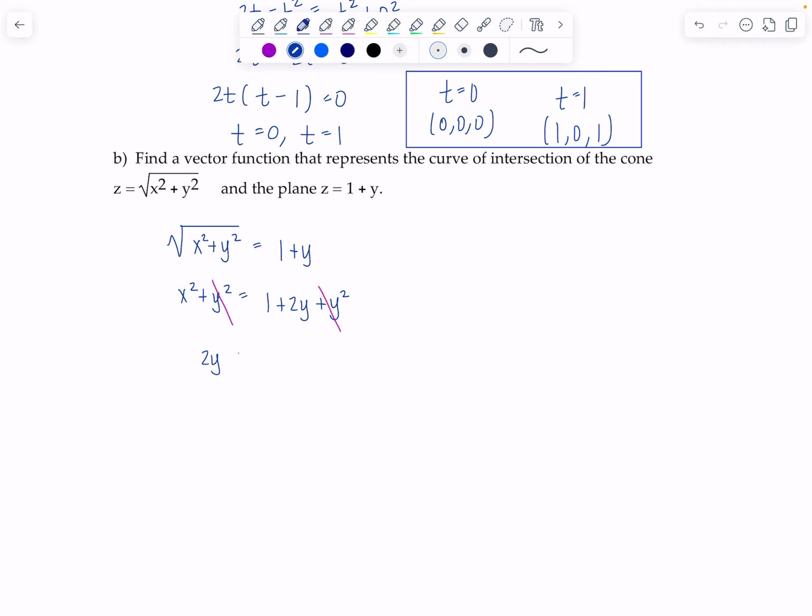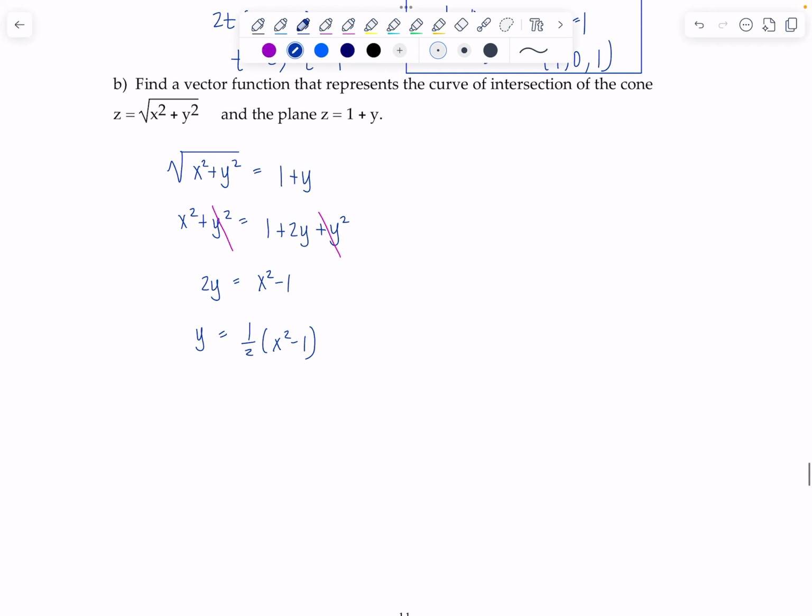So 2y is x squared minus 1. So y is 1/2 times x squared minus 1. So here's the thing. When you're trying to find a parametric representation, you need x, y, and z all in terms of some parameter, t. It looks like if I can define y in terms of x, I should just let x then be my parameter, let x be t, then y would be 1/2 times t squared minus 1. See how beautifully that worked out?